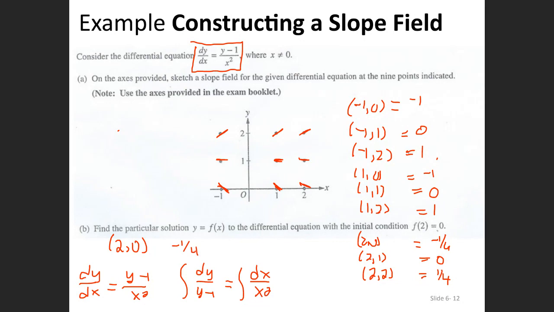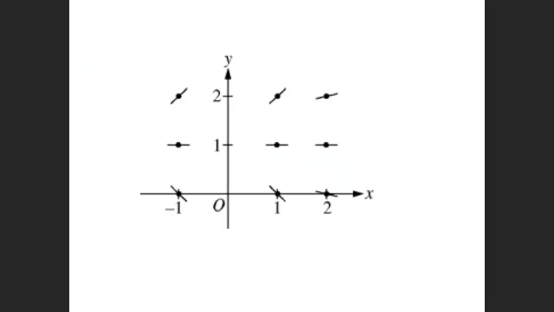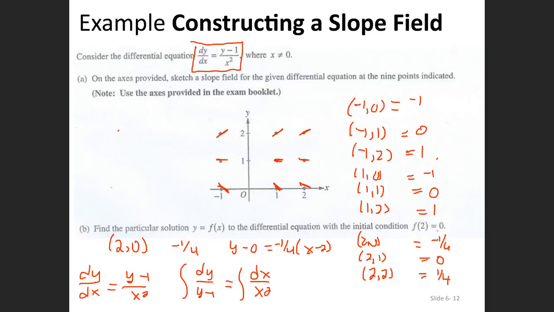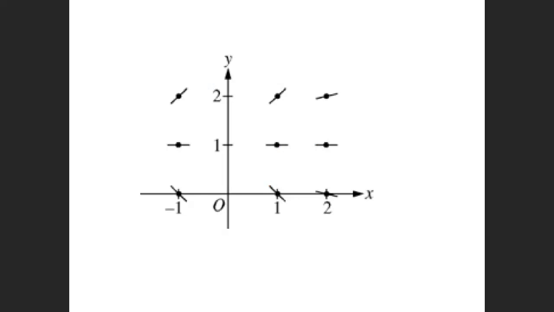So I could write an equation. I could go y minus 0 is equal to negative 1/4 x minus 2. And that is all we'd have to do for that problem. But don't worry about that. Next week, it'll get a little bit easier when we start finding separation of variables. And here's the slope field that was for our thing. It looks pretty close.